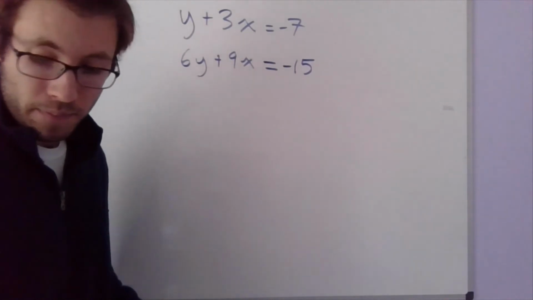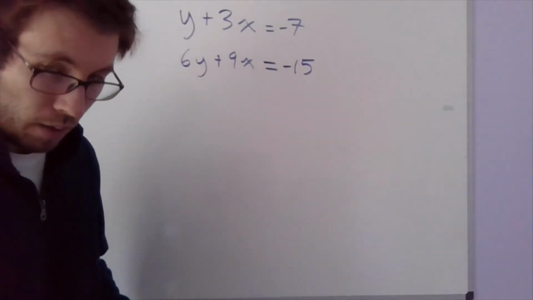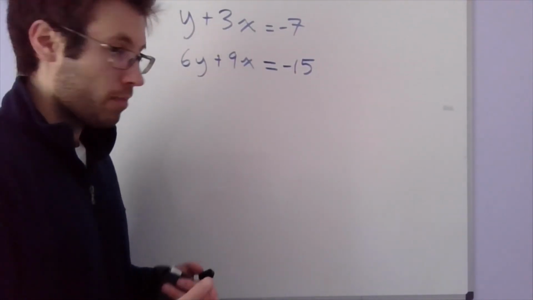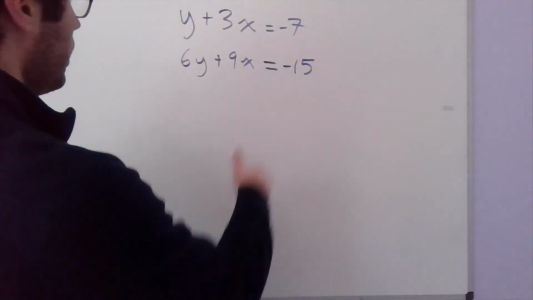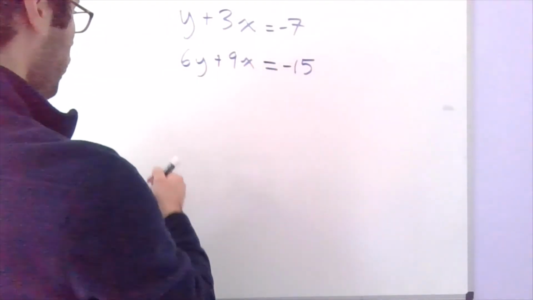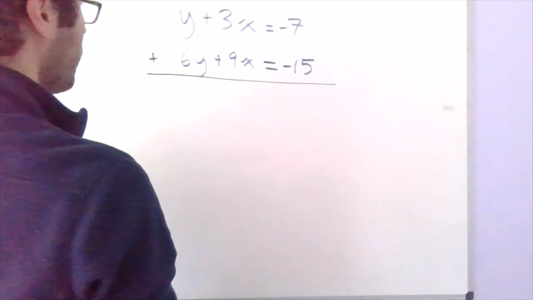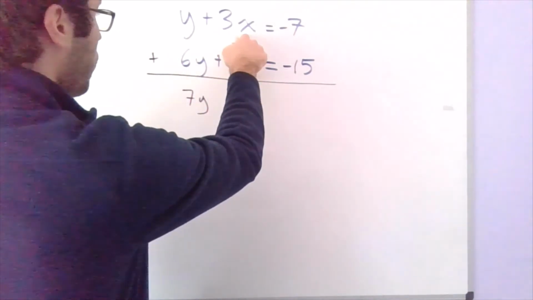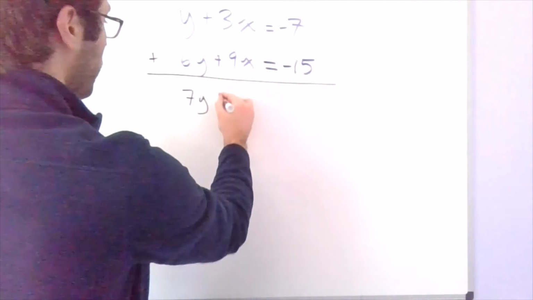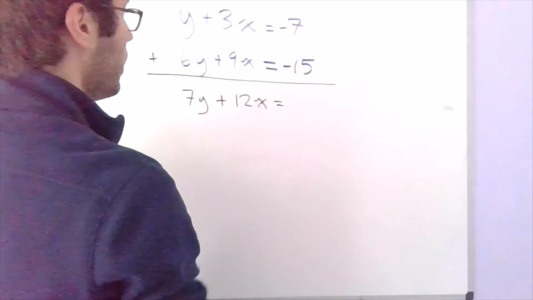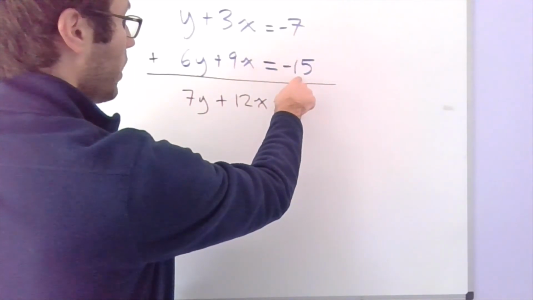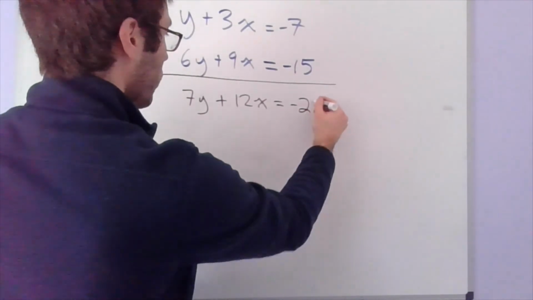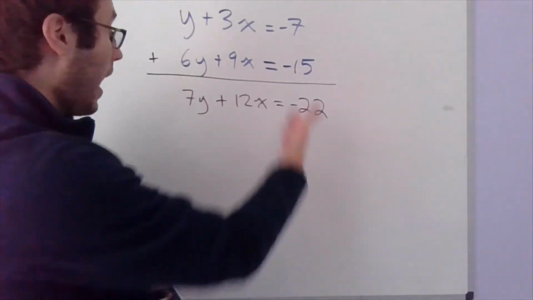Now, the first way, I'm going to lead you up to this idea, is that you can actually what is known as add equations together. What I mean by that is that if you have this equation up top, and this one also holds true, you can add them together. So let's add them together. So you have 1y plus 6y is 7y. And then you have 3x plus 9x is 12x. And then negative 7 plus a negative 15, in other words, minus 7 minus 15, is negative 22. So I can write negative 22 here. So you can actually add equations together.